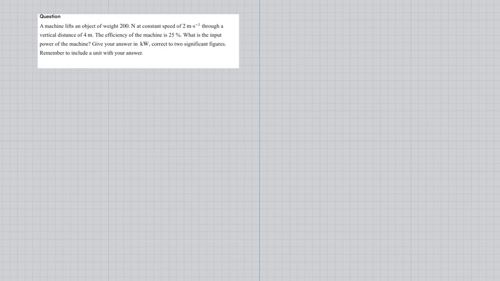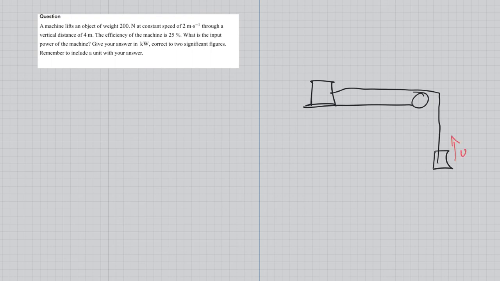So in our scenario, we have our machine sitting on some table and it's going to lift some weight. That weight is going to travel upwards at a velocity of 2 meters per second. It has a force of gravity acting down of 200 newtons. That's its weight. And it's going to be raised a vertical distance of 4 meters.